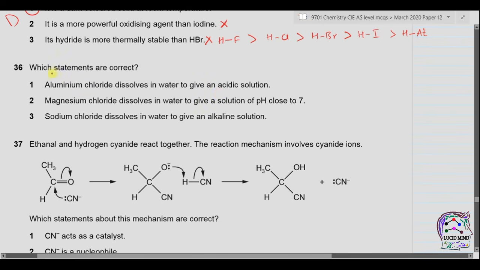Question number 36. Which statements are correct? Number 1. Aluminum chloride dissolves in water to give an acidic solution. So when aluminum chloride is dissolved in water, it forms aluminum ion and chloride ion. Now aluminum ion forms a coordination compound with water molecules.